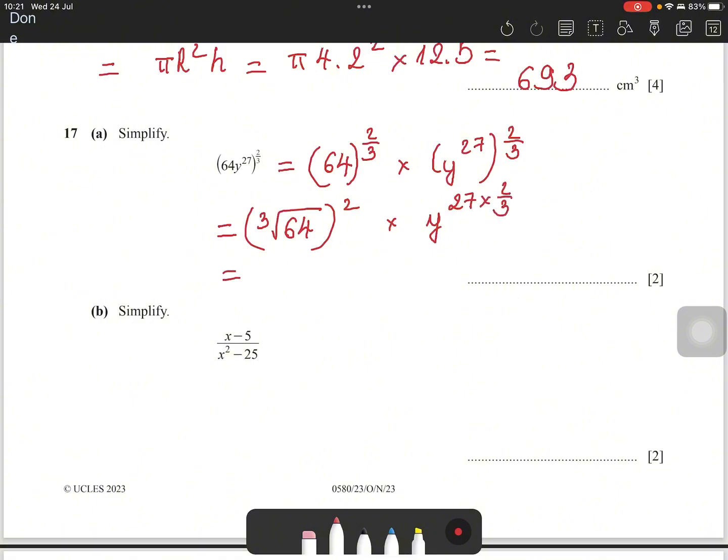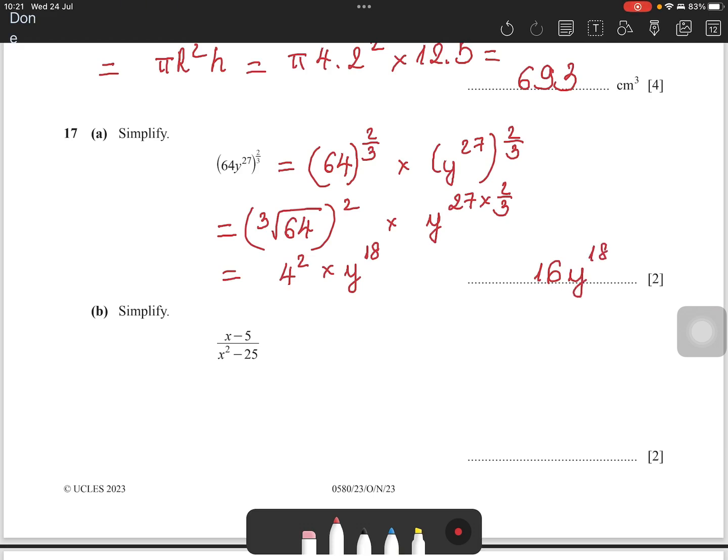The cube root of 64 is 4, and 4 squared is 16. And for the variable part, 27 divided by 3 is 9. 9 times 2 is 18. So the answer is 16 y to the power of 18.